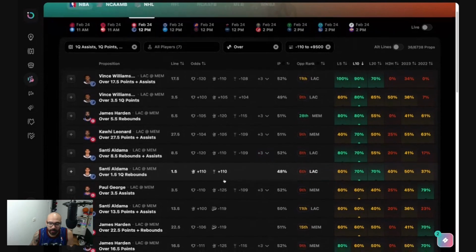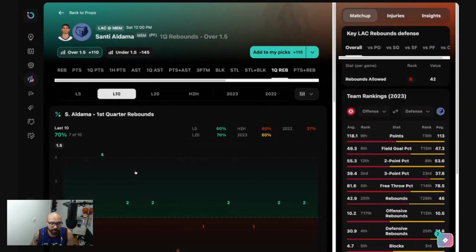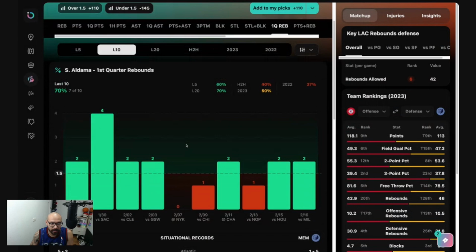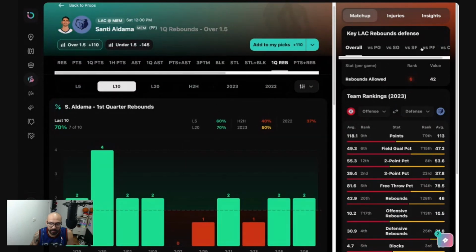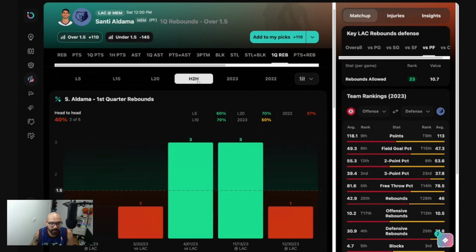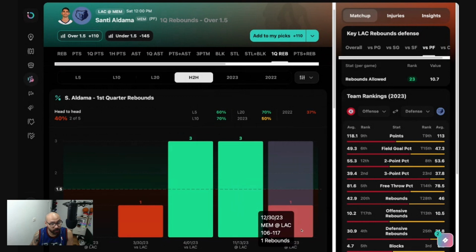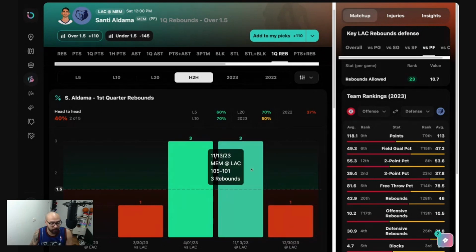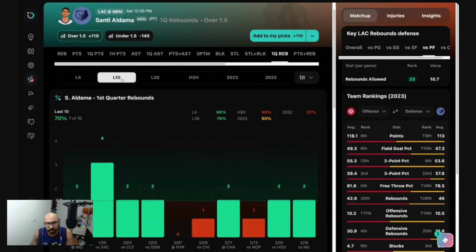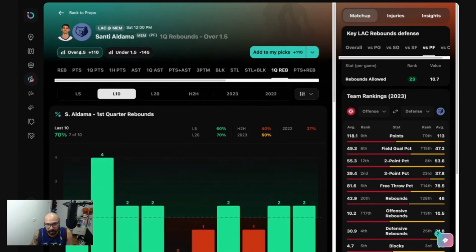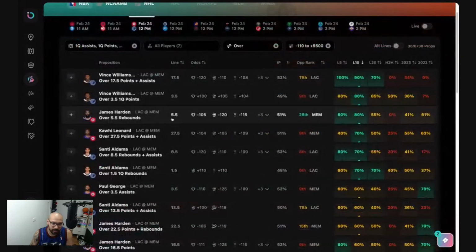Santi Aldama first quarter rebounds. This is plus money, so I don't mind this. So line's at 1.5. It's plus money. The matchup is a good one. He's hit this in 7 out of his last 10. Head-to-head matchups, 2 out of his last 5. But look, it's only 2 rebounds. If the Clippers start this game off cold, there's a good chance that Aldama can get these rebounds real quick. But this reminds me of Tobias Harris, which I took for today, and it didn't deliver. So I'm not feeling that, but you might be. So feel free to take it.